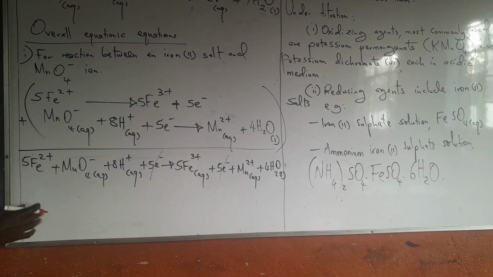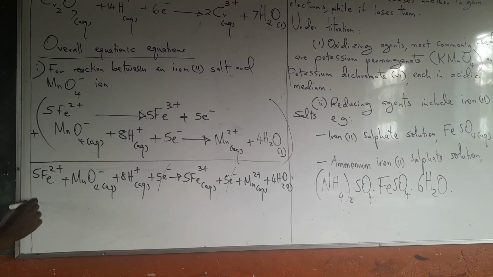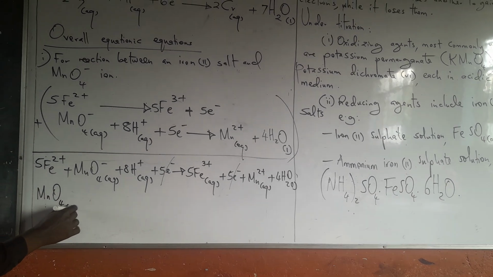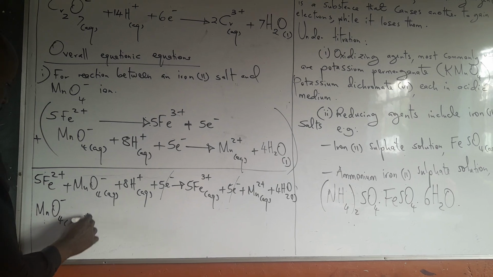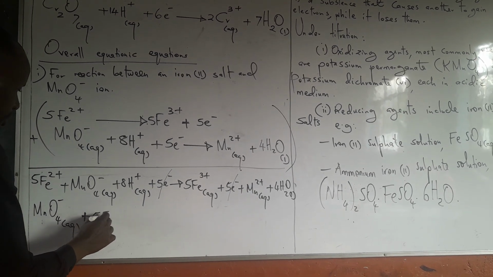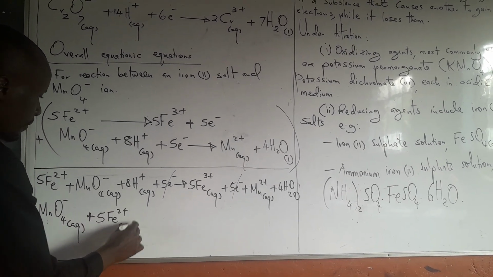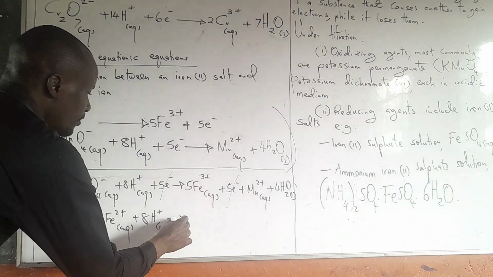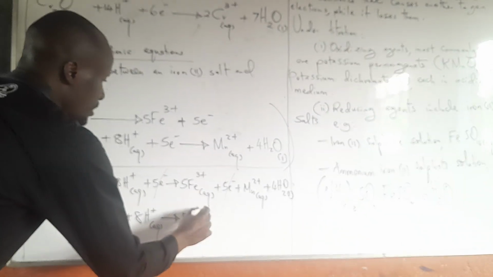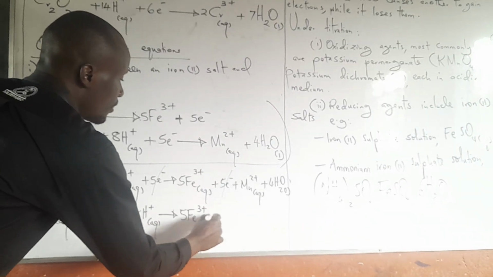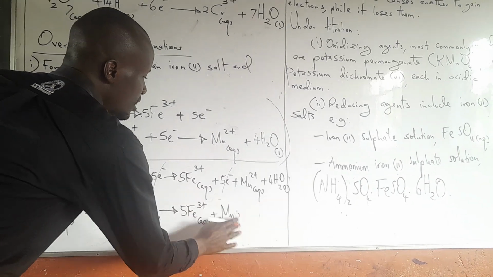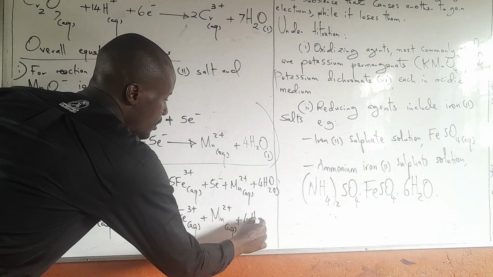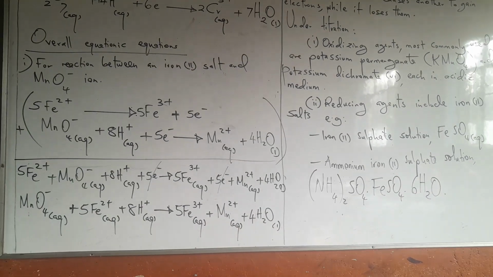Normally we write beginning with this one. Plus 5 moles of iron 2 ion plus 8 moles of hydrogen ions. We get 5 moles of iron 3 ions plus 1 mole of manganese 2 ions plus 4 moles of water. So this is the overall equation.